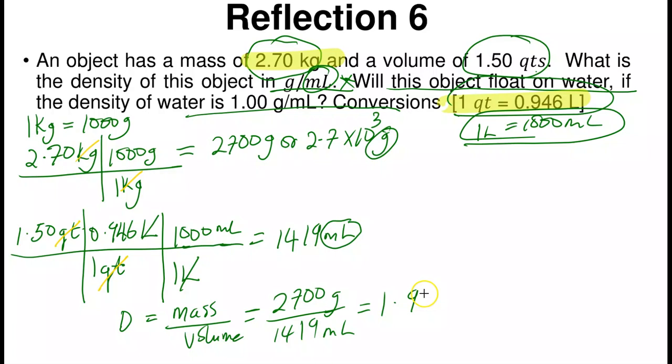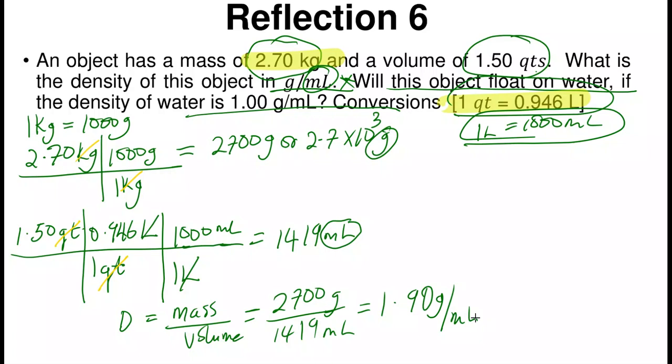1.90 grams per mil. 1.90 grams per mil will be the density of that object.